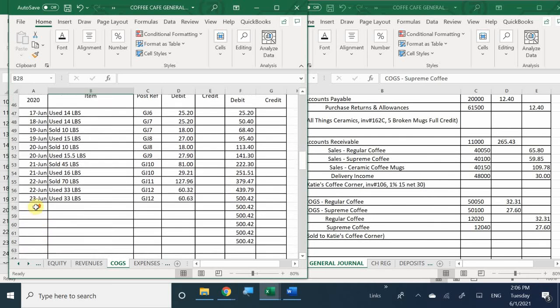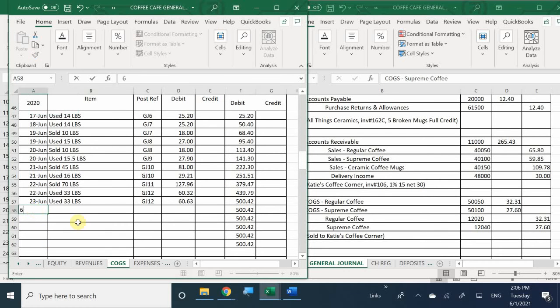Date 6/24. Sold 15 pounds. General 13. 27.60. Total of $528.02. Good.